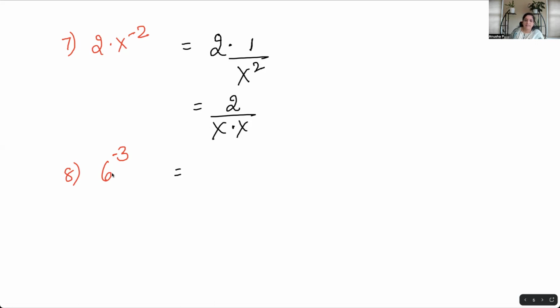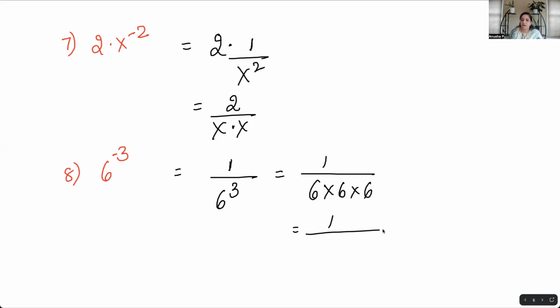Next, 6 to the power of minus 3, which is nothing but 1 over 6 to the power of 3. 6 to the power of minus 3 is on the top, in the numerator. If you bring it to the denominator, it will become a positive exponent, 6 to the power of 3, which is nothing but 6 times 6 times 6. So 1 over 6 times 6 is 36, 36 times 6 is 216.